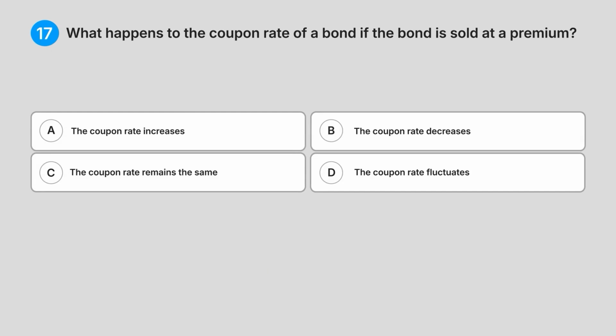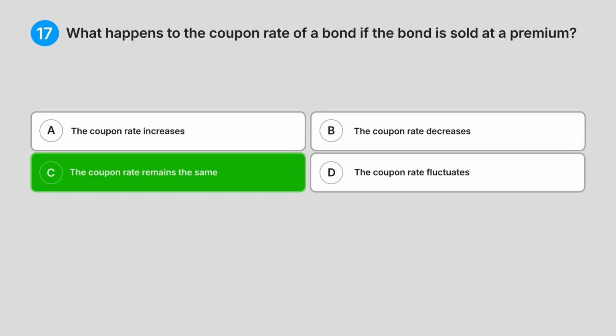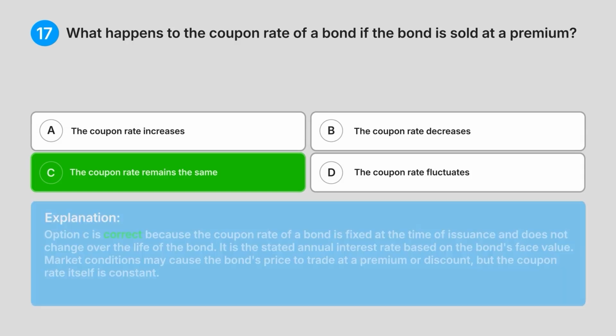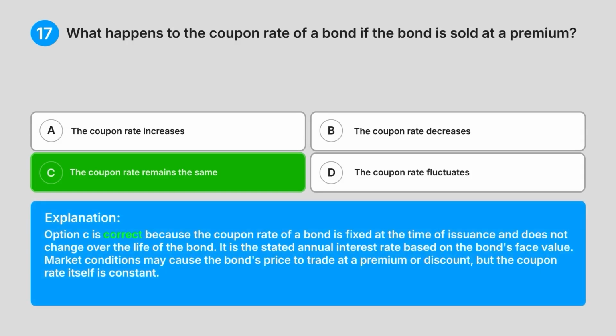Correct answer: C. The coupon rate remains the same. Explanation: Option C is correct because the coupon rate of a bond is fixed at the time of issuance and does not change over the life of the bond. It is the stated annual interest rate based on the bond's face value. Market conditions may cause the bond's price to trade at a premium or discount, but the coupon rate itself is constant.